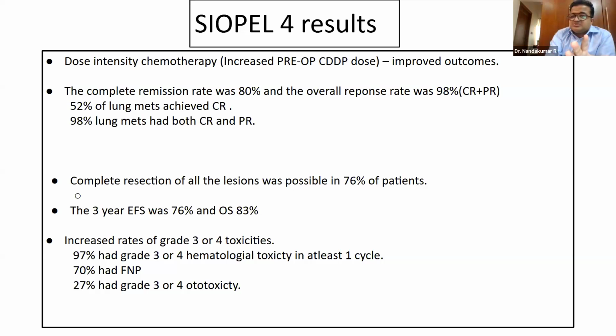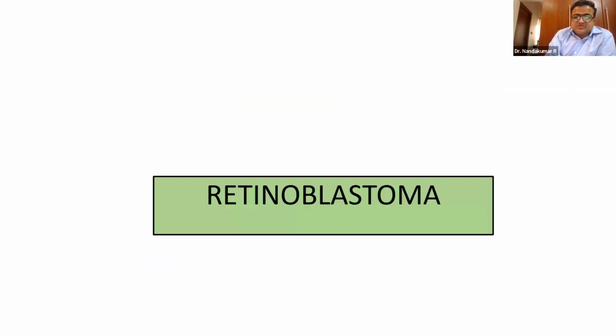SIOPEL 4, that intense dose regimen, is very, very rewarding in terms of results. Not to forget, toxicity rates were very high. You see ototoxicity in 30%, hematological toxicity in one set was 97%, and febrile neutropenia was 70%. My personal experience: we had a hepatoblastoma with ruptured liver and hemoperitoneum with hemodynamic instability. We gave SIOPEL 4 chemotherapy, and thankfully the child is alive with no ototoxicity as of now.